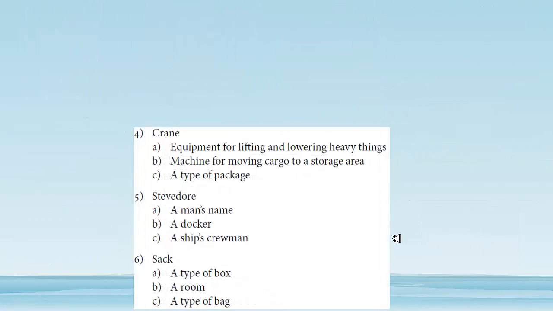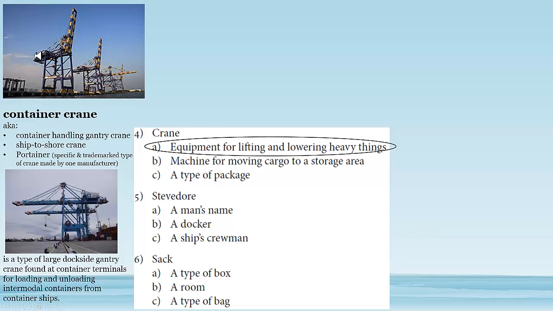A crane. Is crane equipment for lifting or lowering heavy things? A machine for moving cargo to a storage area, or a type of package? It's A. Equipment for lifting and lowering heavy things. And so in a port you'll see different types of cranes. Here is a typical container crane. It's either a container crane, or it's also known as a container handling gantry crane.